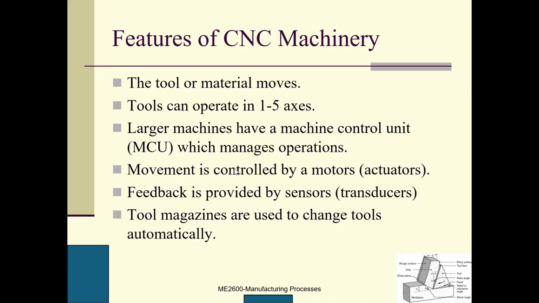Whenever we hear new things, we write them down and pay more attention to internalize them, so we can memorize them. Movement is controlled by motors. Motors are actuators, and feedback is provided by sensors and transducers. Tool magazines are used to change tools automatically. We also call tool magazines a tool turret. On the turret, we have multiple tools, and which tool you want to use depends on your needs. You need to write this in your G code or M code.